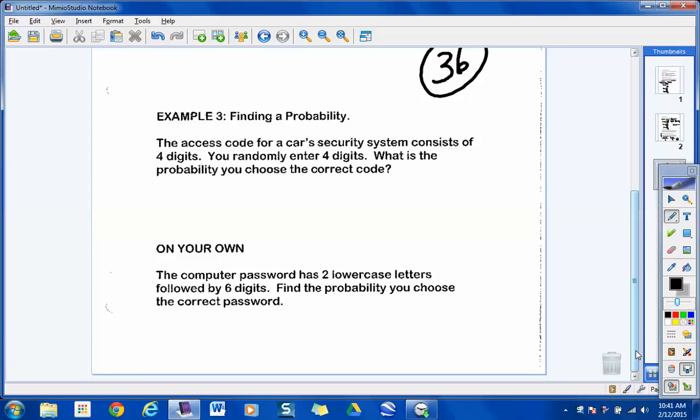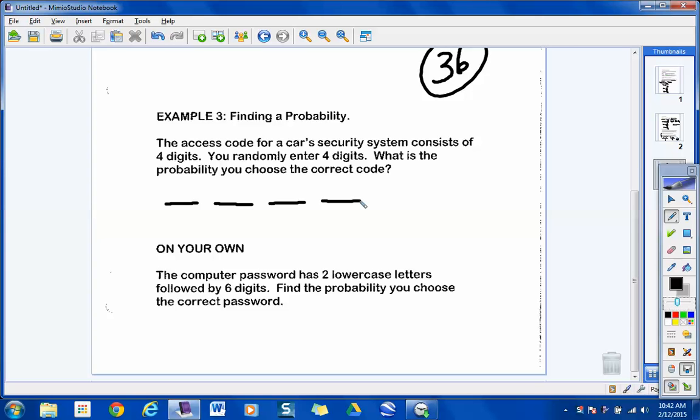Okay, so you walk up to this car. You might say, gosh, somebody's locked out. We got to try and figure out a code here. And in this code right here, there are 4 digits. So I like to do this right here. There's 4 digits.